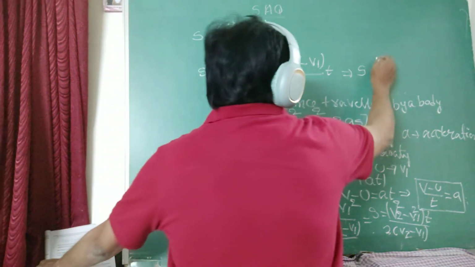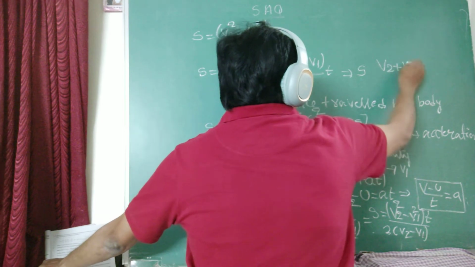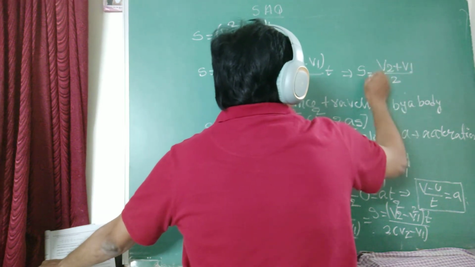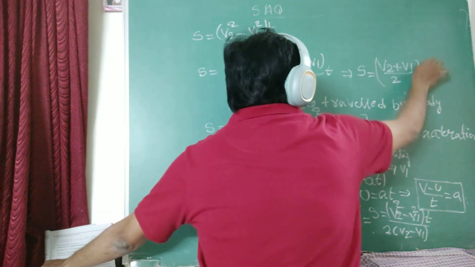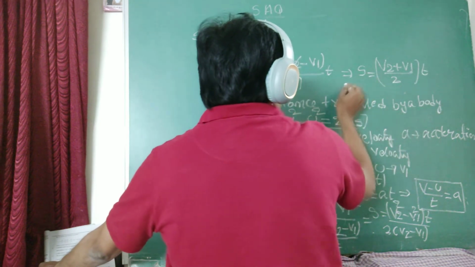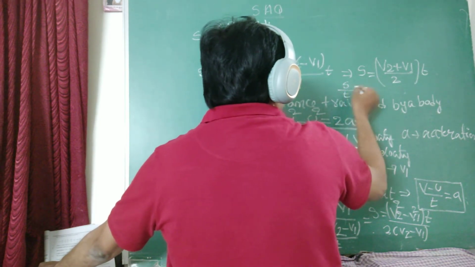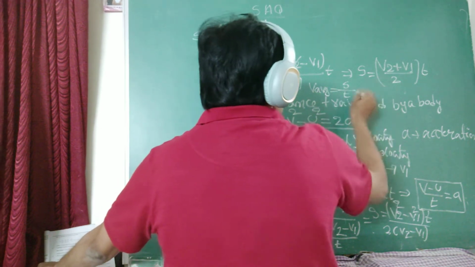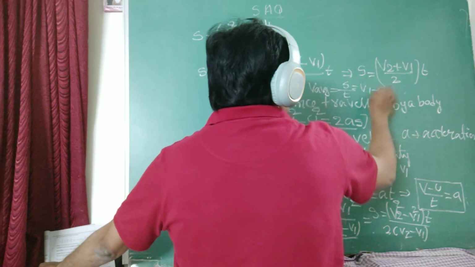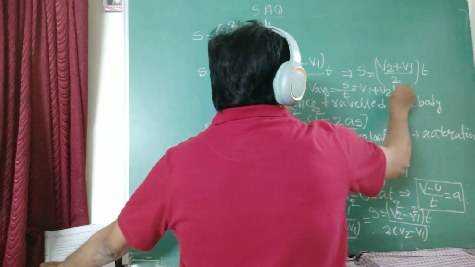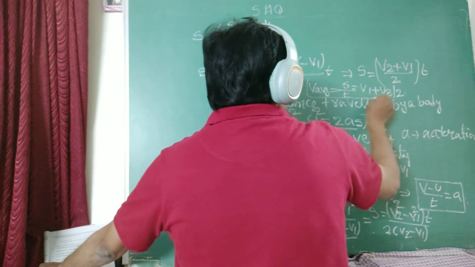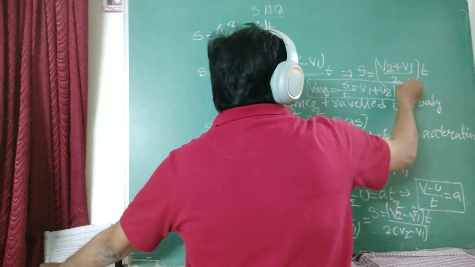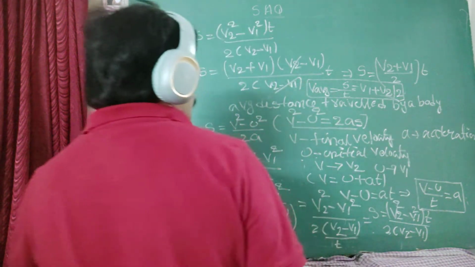s equals v2 plus v1 by 2 into t. Move this t on the left side now. s by t is nothing but average velocity. That should be equal to v1 plus v2 by 2. The required one we are showing here with the help of simple mathematical steps.